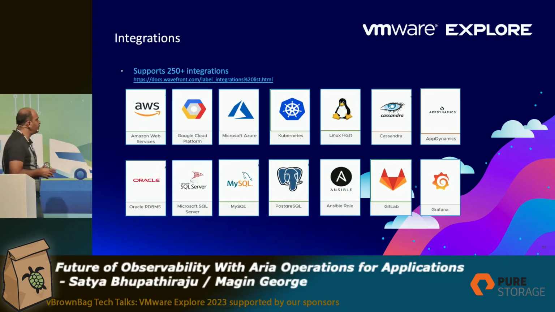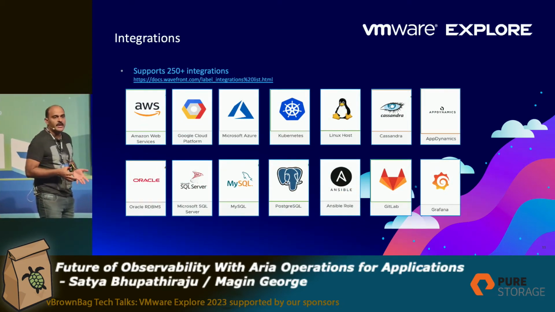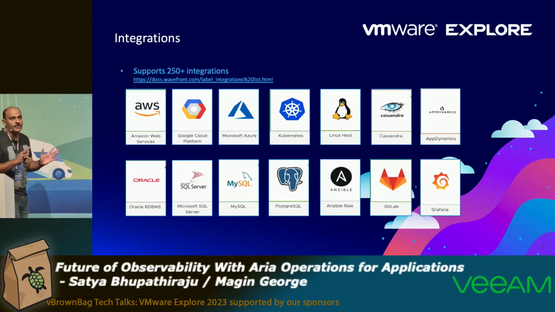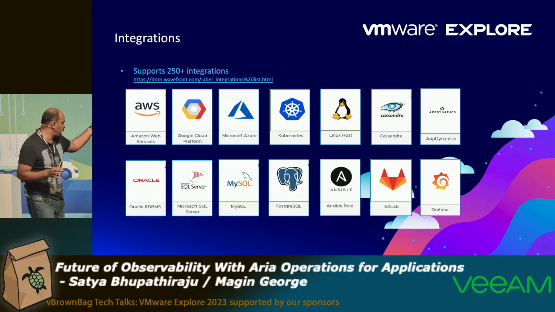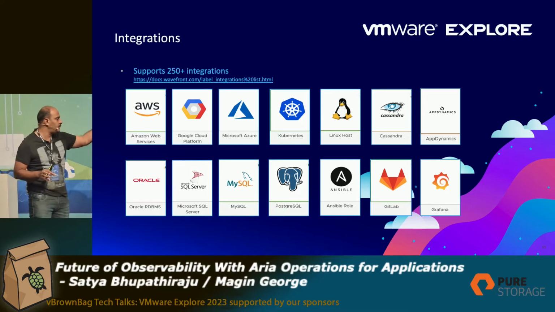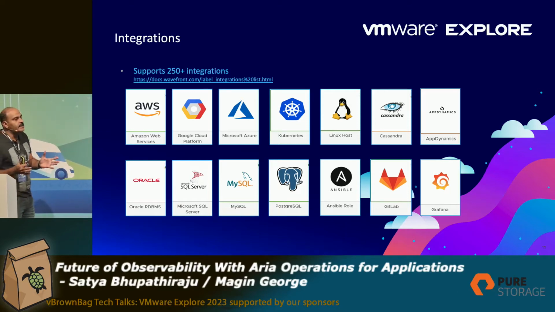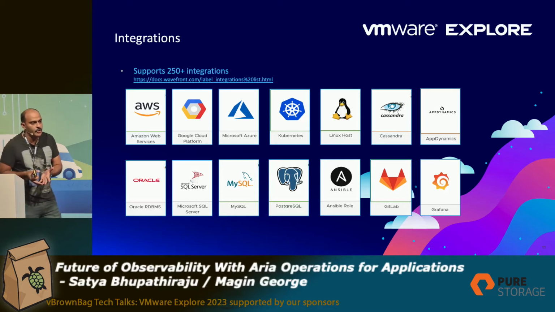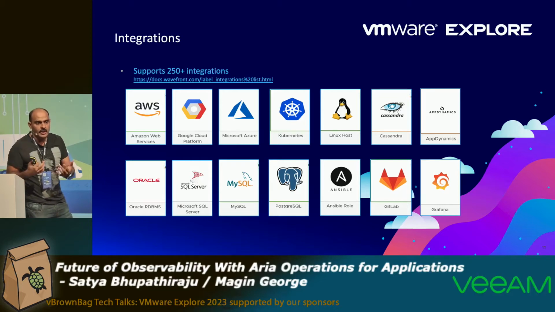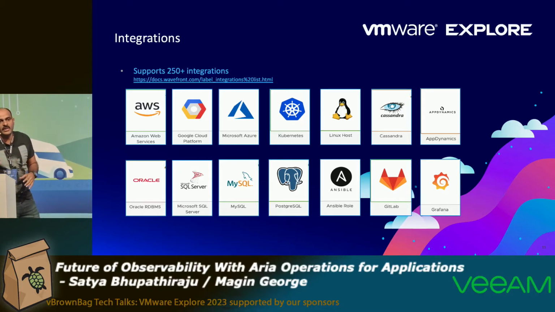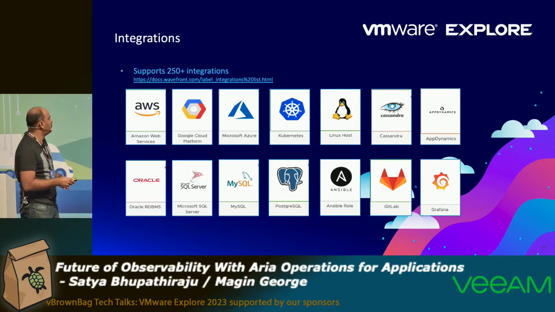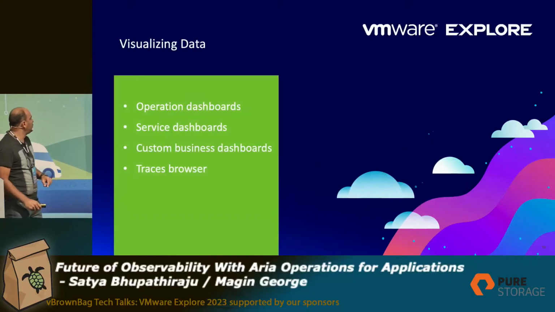So integrations. Aria Operations for Applications by default supports more than 250 integrations out of the box. This is not a comprehensive list, it's a basic list of what it supports as of now. The full list is in the link provided. And it is a generic integration approach as well. So you can push, it can collect, if you use some Telegraf agent or something, you can pull the metrics, or it is capable of receiving from a third-party sender. Okay, we'll see more about it in the next slides.